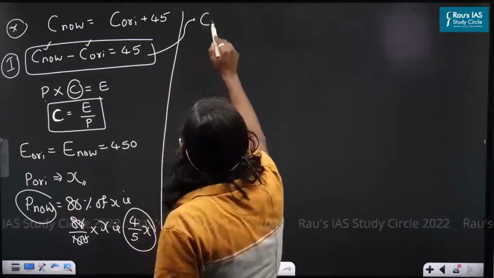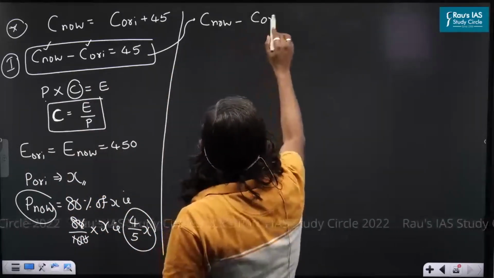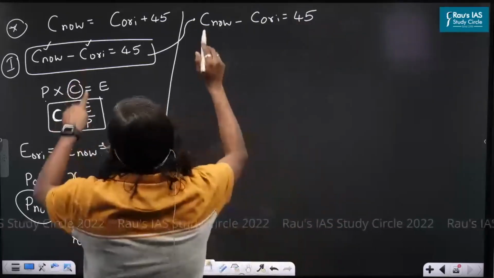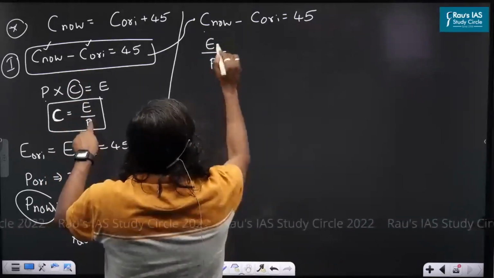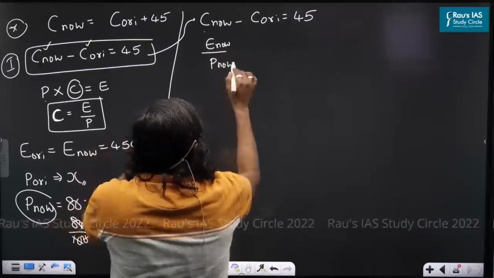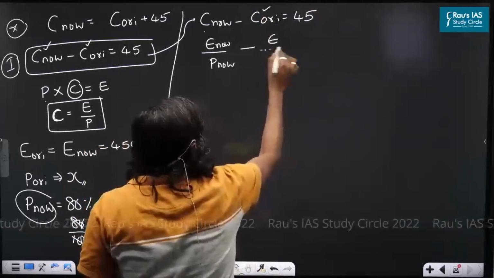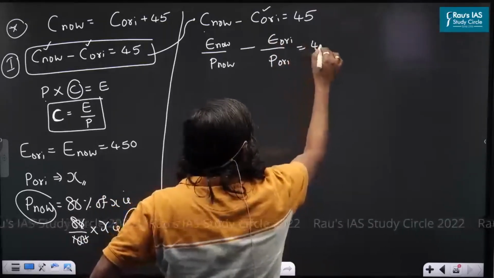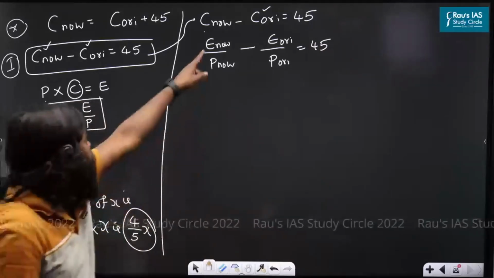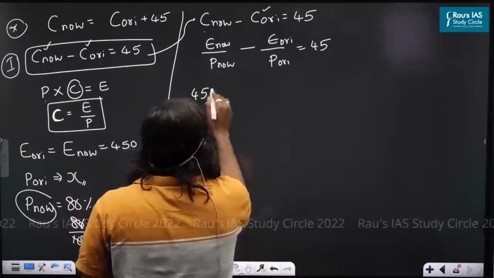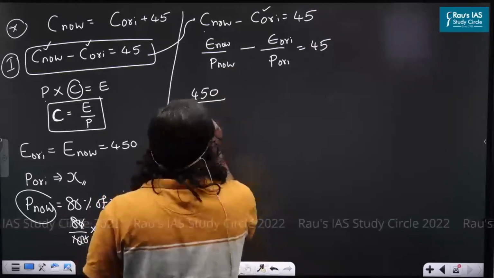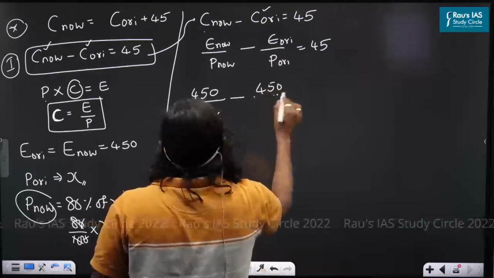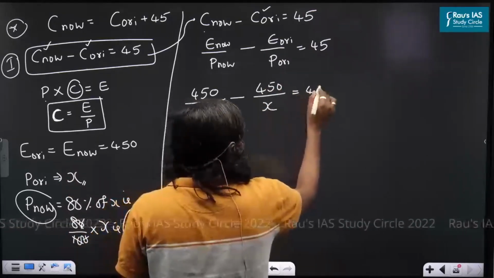So I am writing consumption now minus consumption original, that is 45 kg. How can you calculate consumption? Expenditure by price. Expenditure now, price now. How can you calculate consumption? Expenditure by price. That is original expenditure, original price. That is equal to 45. What is the expenditure now? That is 450. What is the price now? That you derived, 4 by 5 X. Minus, what is the original expenditure? 450. What is the original price? That is X. That is equal to 45.